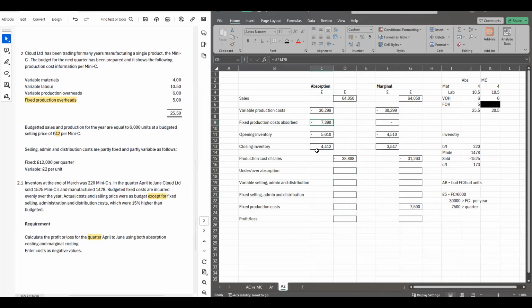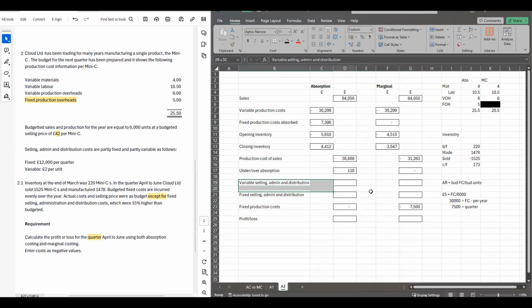Okay, well, I absorbed 7,390. My actual cost was 7,500. So the number I need to plug into this box is going to be a further cost of 110, because I've under absorbed my costs in my cost of sales. And again, we can put a 0 in here. So it's a really nice check to do on exam day in terms of these three rows, that plus that should agree to that. And that's a really important check to do.